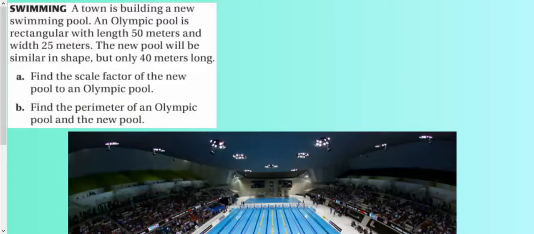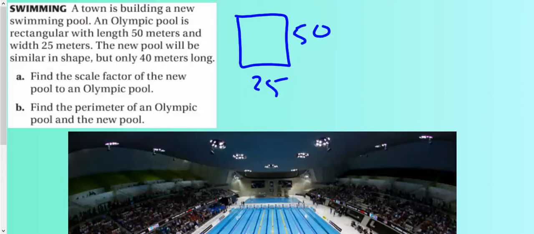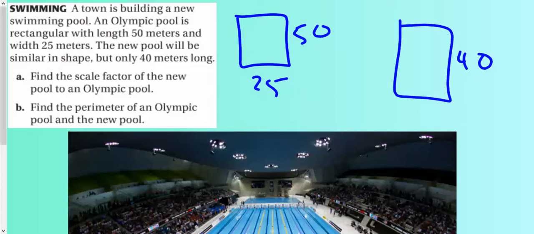A town is building a new swimming pool. An Olympic pool is rectangular with length 50 by 25. I'm just going to draw this here. 50 by 25. The new pool will be a similar shape but only 40 meters long. Okay, so 40 is not drawn to scale. Find the scale factor of the new pool to the Olympic pool. So it's similar. So the new pool is going to be 40 to 50, because it's the new pool to the Olympic pool. So that's 4 to 5. So that's going to be part A.